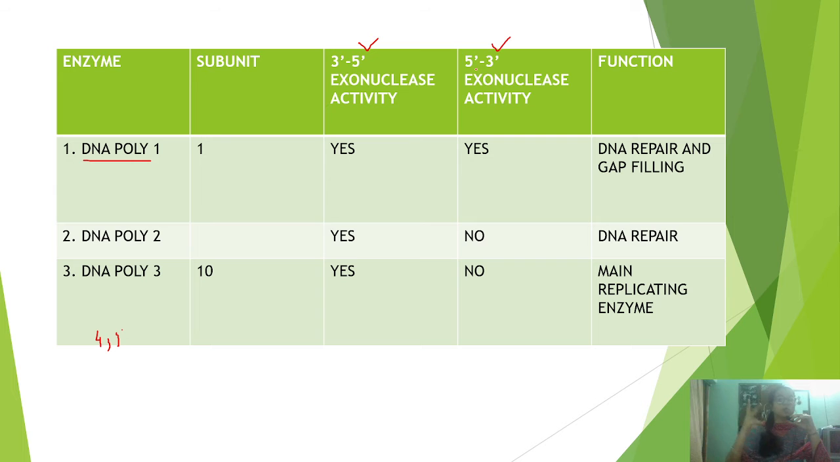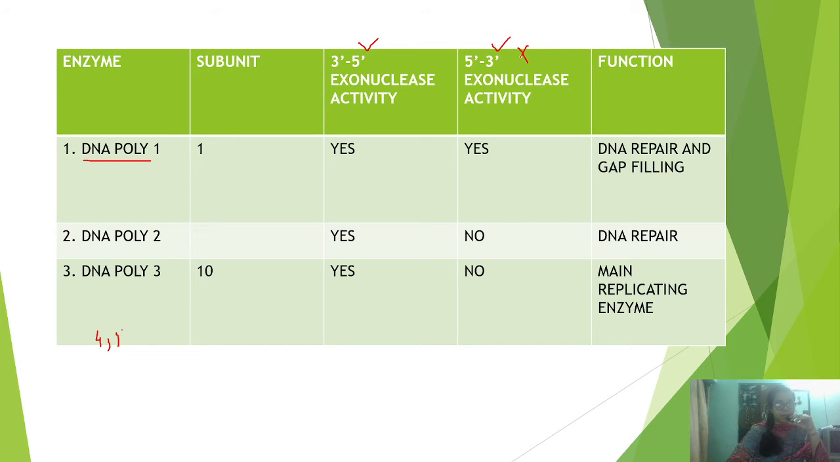Nuclease means to cut nucleotides. So mainly to cut the primers, this exonuclease activity is performed. If they cut externally, they are known as exonuclease. If they cut the nucleotides internally, they are known as endonuclease. So DNA polymerase 1 has both 3' as well as 5' exonuclease activity.